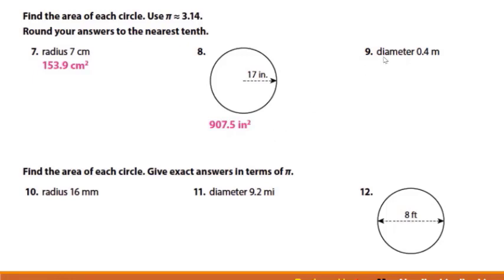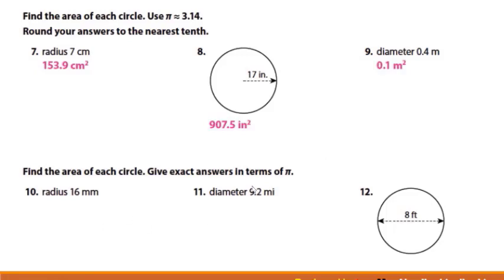But here I'm dealing with diameter. No, I have to replace it with radius. So I have to divide this number by 2. The answer for radius will be 0.2, half of this. So I make it π, mean 3.14 times 0.2 power 2, give me this answer.